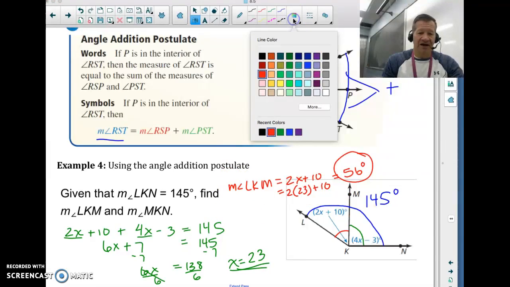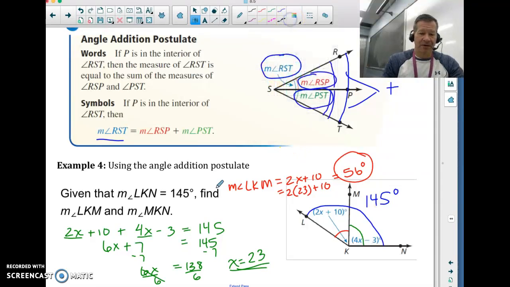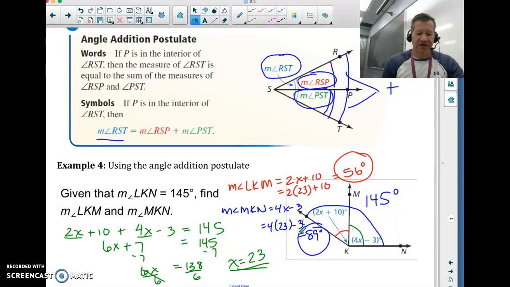Now, the measure of angle MKN was given as 4x minus 3. Again, now I know that x is 23, so that's 4 times 23, which is 92. 92 minus 3 gives us 89 degrees. Now, if I did this correctly, I should be able to add these two together to get 145. And of course I can, so I'm pretty confident I did a good job there. That is the angle addition postulate.